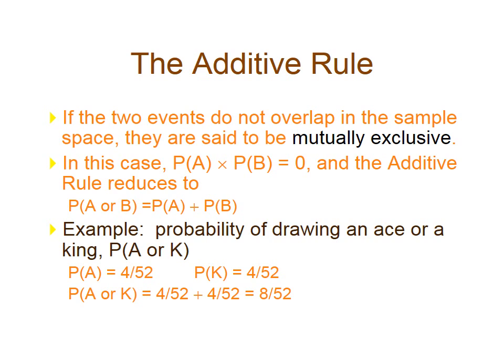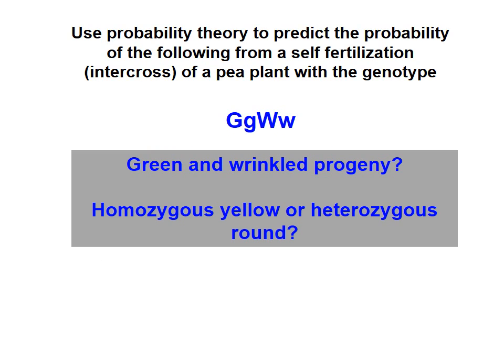Okay, makes sense? All right, so I just want to establish that foundational probability stuff. Now let's use that to predict some of these probabilities, or predict some of these crosses rather. So use probability theory to predict the probability of this self-fertilization, this intercross of a pea plant, big G, little g, big W, little w.